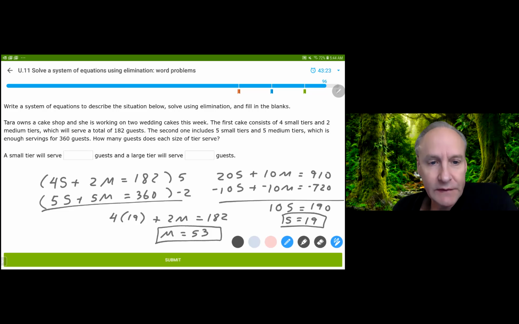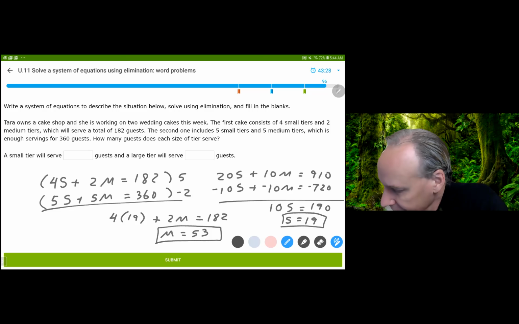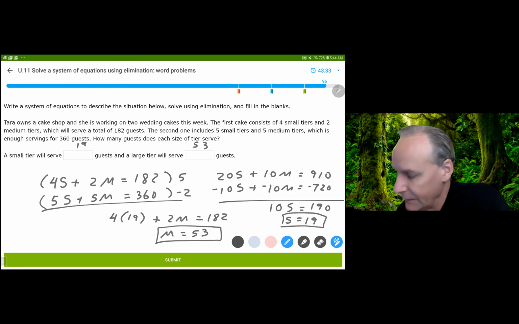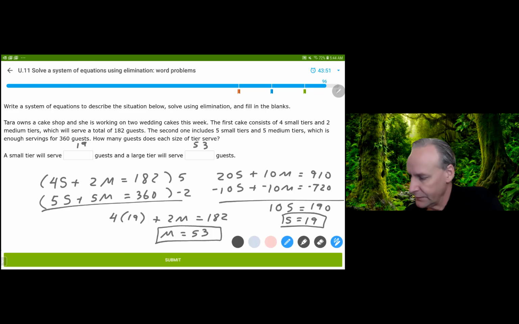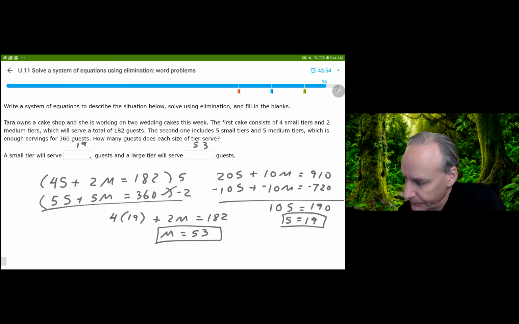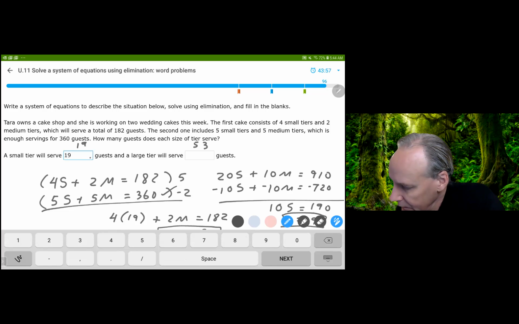So we definitely want to substitute this into our second equation and check it. It looks like small is 19 and medium is 53. I'm going to write them up here just so they don't get covered up. And we're going to substitute it into our bottom equation, make sure it works. 5 times 19 plus the 5 times the 53 gives us 360 guests, and it works out. Looks like we have 19 and 53.